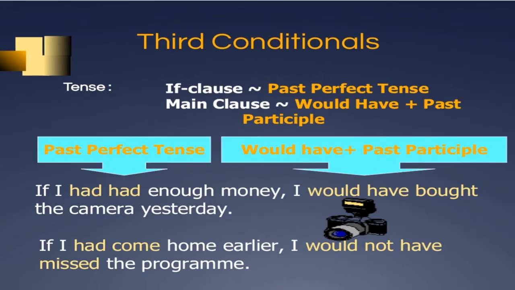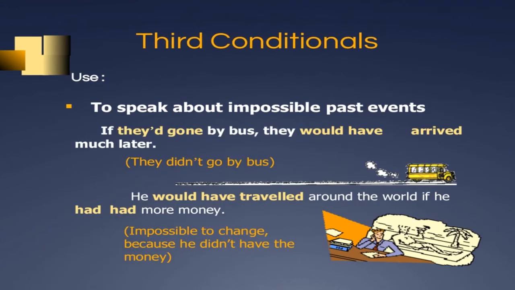Now in the third condition, we use past perfect tense with the if clause, and we use would have plus past participle with the main clause. For example, if I had enough money, I would have bought the camera yesterday. If I had come home earlier, I wouldn't have missed the program. Now the use of the third condition is whenever we speak about impossible past events, or talk about dreams, or things which cannot happen, which are impossible.